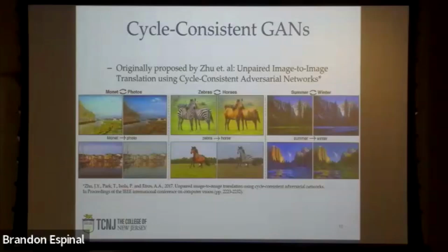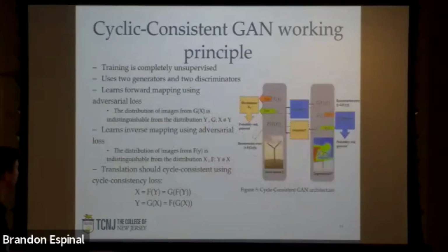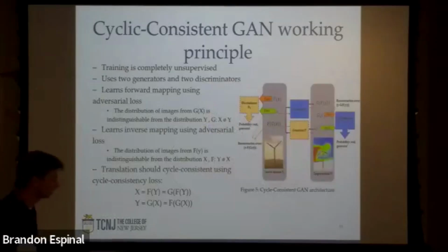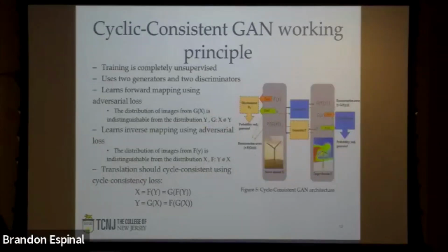And so that's our goal with these translations, which is why we started exploring cycle GANs for our wind turbines. So this is the principle that we're working on here. Basically, the first thing we wanted to do is, can we take a bunch of simulated data on a simulated wind turbine and translate that into data from a real wind turbine, right?